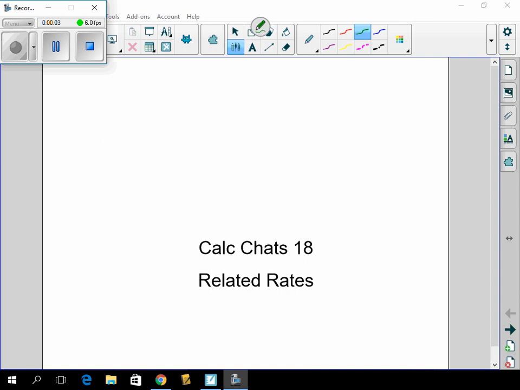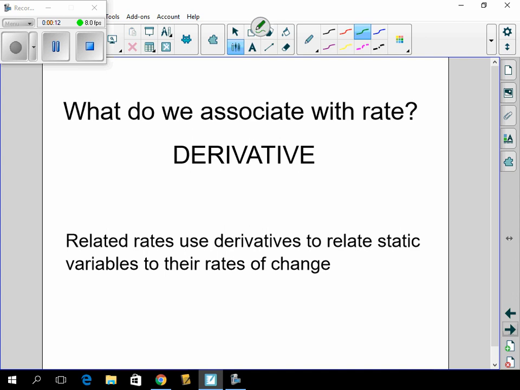Today we're going to be talking about related rates, what they are, and how to find them. Normally when we talk about rate, we're looking at the derivative. So the instantaneous rate of change, that's talking about the derivative. So this is all just another way that we are connecting derivatives to stuff that we've already learned in geometry and maybe algebra. And so related rates use the derivatives to connect our static variables to their rates of change. So this is kind of a confusing statement. We're going to look at what this actually does, but basically we're just relating variables to their rates of change.